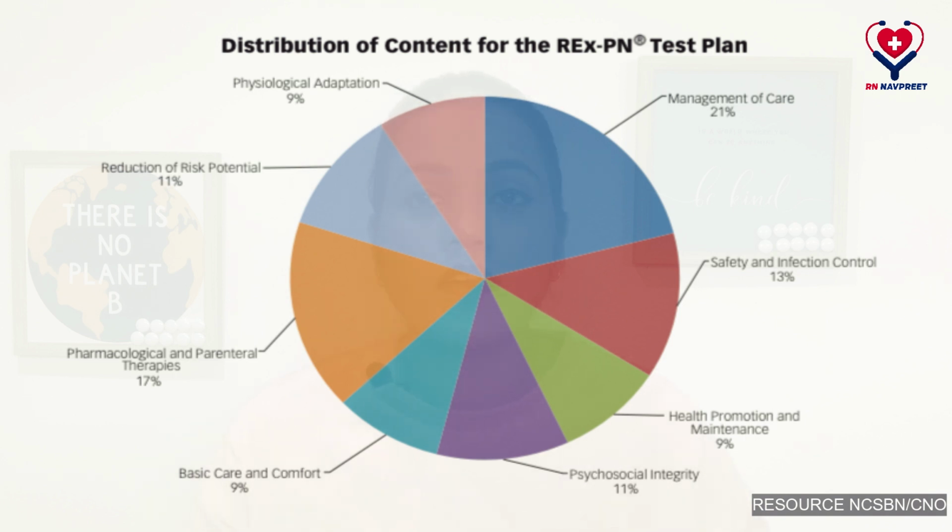The fifth one is basic care and comfort, and you can expect up to 9% of the content from this category during your exam. The sixth one is pharmacological and parenteral therapies, and you can expect up to 17% of content based on this category during your exam. The seventh is reduction of risk potential, and you can expect up to 11% from this category. Last but not the least, we have physiological adaptation, and you can expect the rest of the percentage of your exam content from this category.